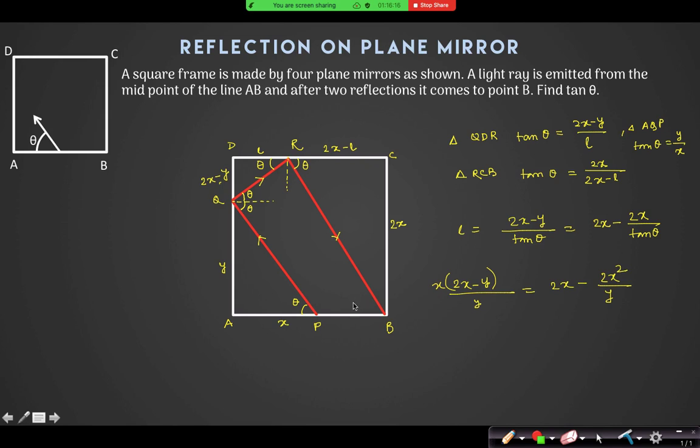So y I can cancel out, so it is 2x square minus xy is equal to 2xy minus 2x square. So 4x square is equal to 3xy. x gets cancelled out, I can find y by x is equal to 4 by 3. That is nothing but tan theta. That is your answer.